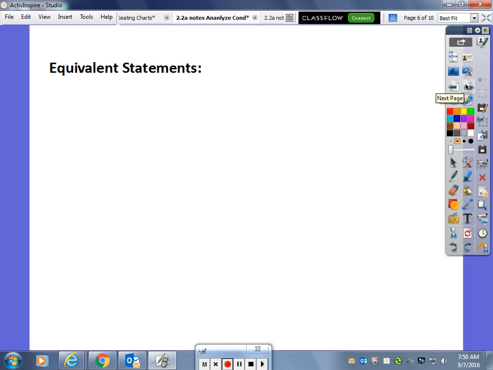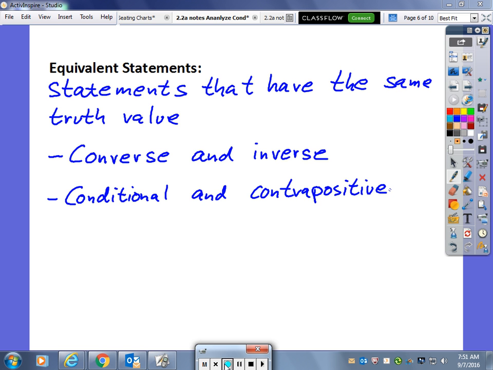Equivalent statements. We have already talked about the truth value, and equivalent statements are statements that have the same truth value. As we had already said, the converse and the inverse have the same truth value, and there's another pair, the conditional and the contrapositive, also have the same truth value. Now note, and remember the example before the last one, the conditional and the converse do actually not have the same truth value always.